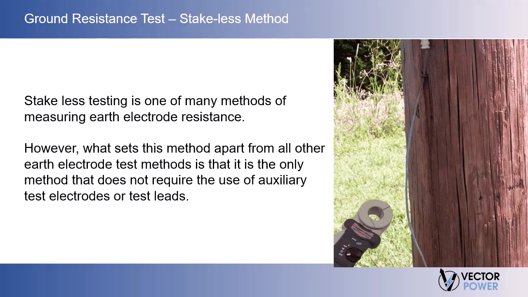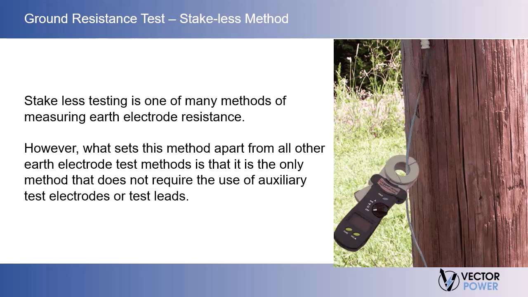Stakeless testing is one of many methods of measuring earth electrode resistance. However, what sets this method apart is that it is the only method that does not require the use of auxiliary test electrodes or test leads.